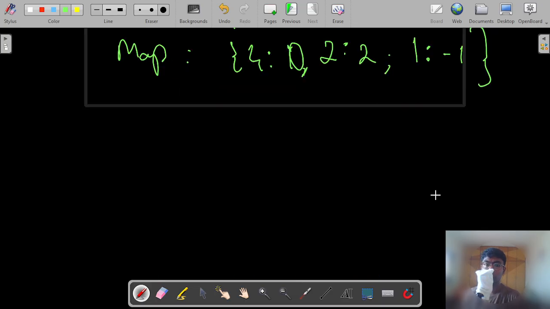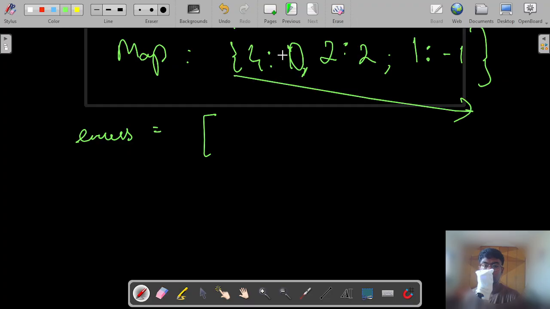So now, in order for us to form the excess value, we go over this map and calculate if the specific value mod of 2 is not equal to 0, and its value is not equal to 0, and we also divide this value by 2.